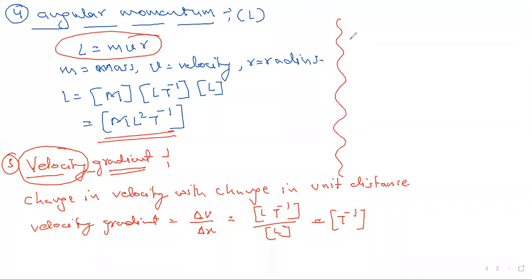The difference between velocity gradient and acceleration: acceleration is change in the velocity per unit time, delta v upon delta t. This is delta v upon delta x. Clear?